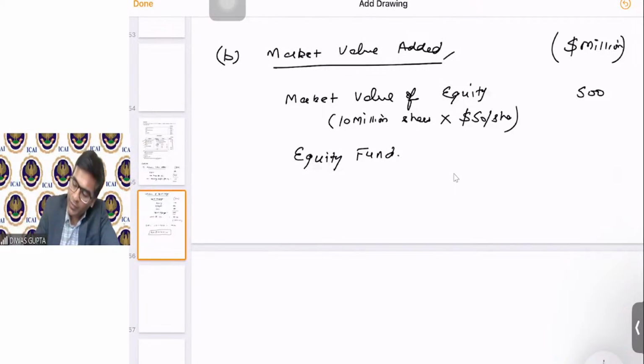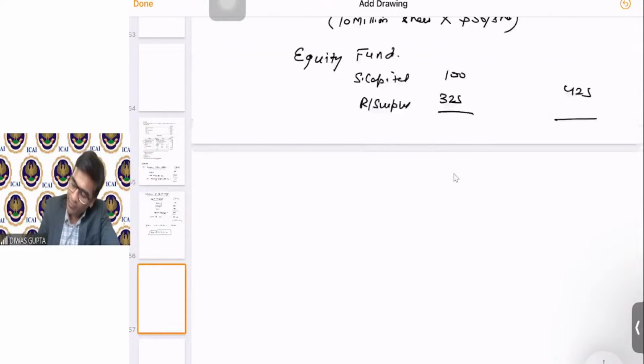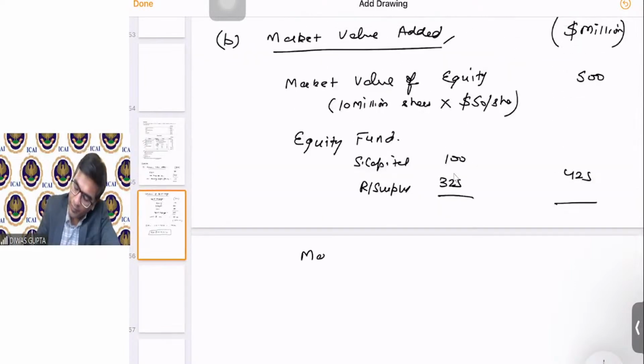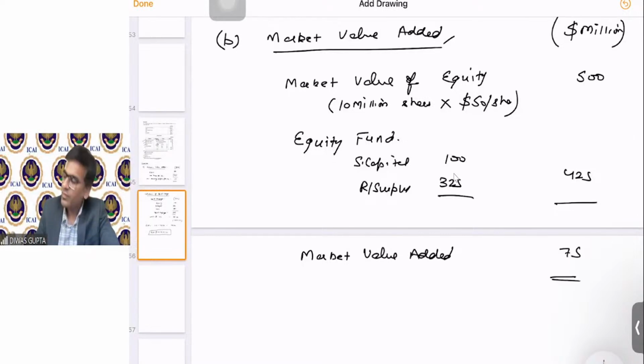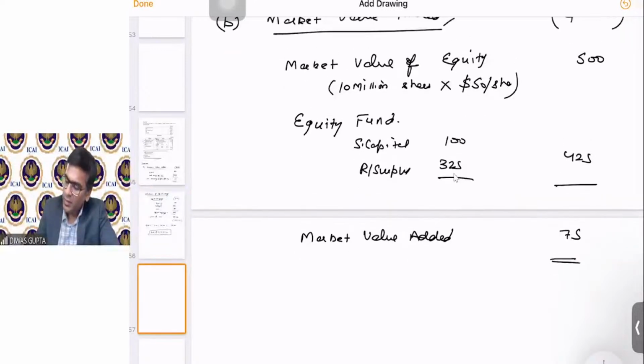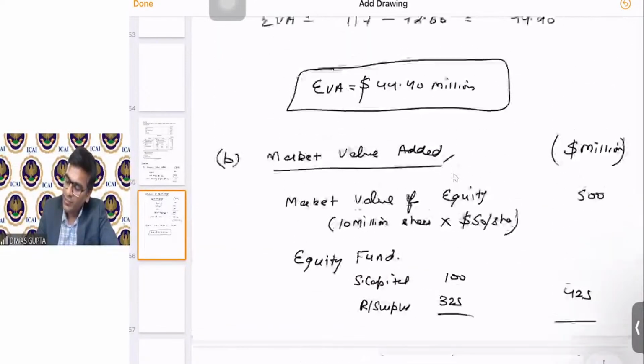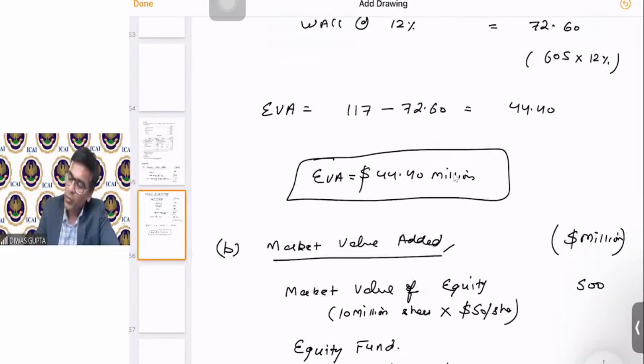So the equity fund will be share capital of 100 million, then reserves and surplus of 325 million. Total is 425, right? So the MVA, market value added, becomes 75. So MVA is 75, EVA is 44.40.